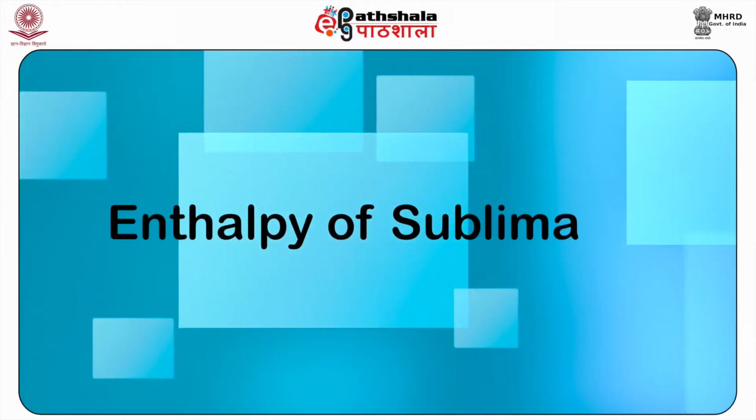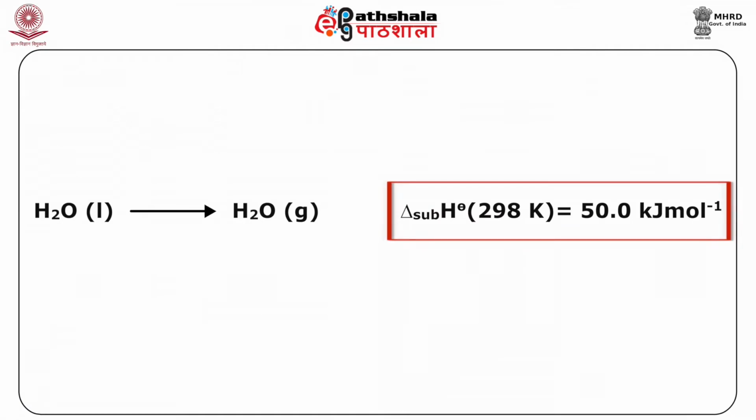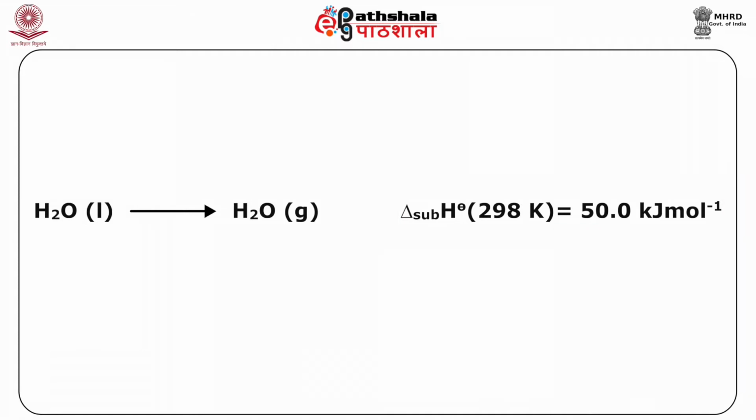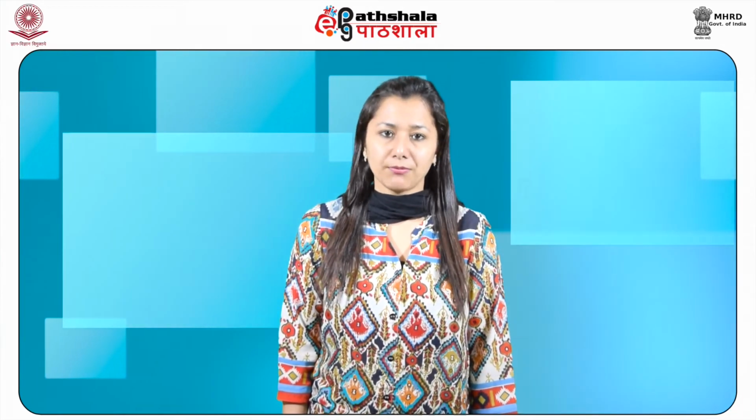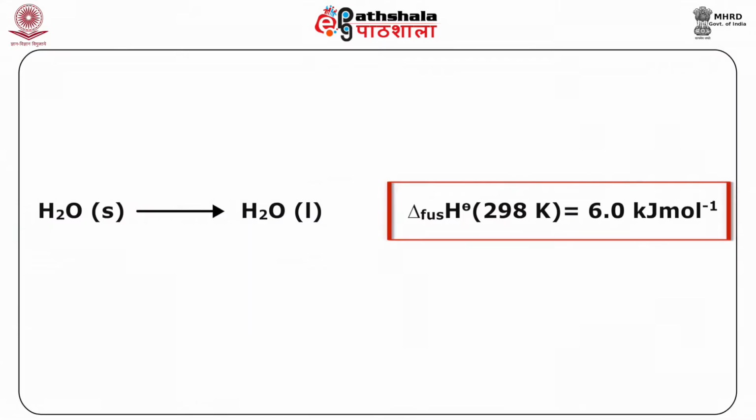Now we shall see the enthalpy of sublimation. It is the amount of enthalpy change to convert one mole of a solid to vapor state at a given temperature and pressure. For the reaction, delta H sublimation at 298 Kelvin is equal to 50.0 kilojoules per mole. Now we shall look at the enthalpy of fusion. It is the change in enthalpy to convert one mole of a solid to its liquid state at the given temperature and pressure. For the reaction, delta H of fusion at 298 Kelvin is 6.0 kilojoules per mole.